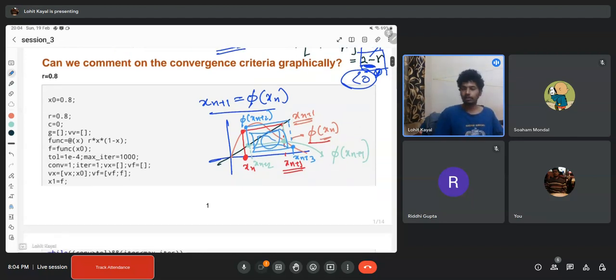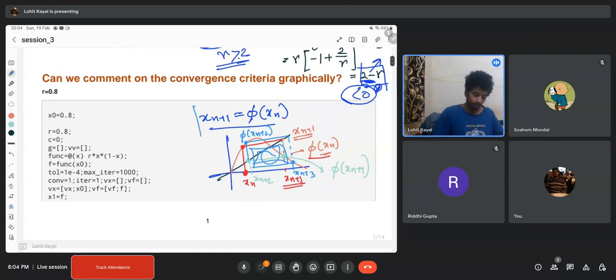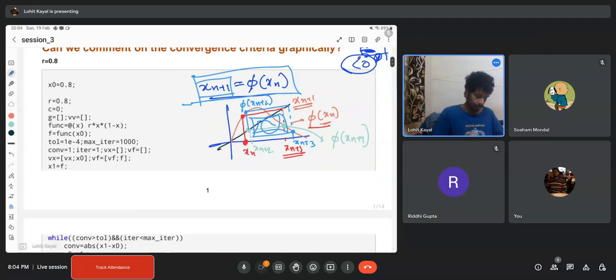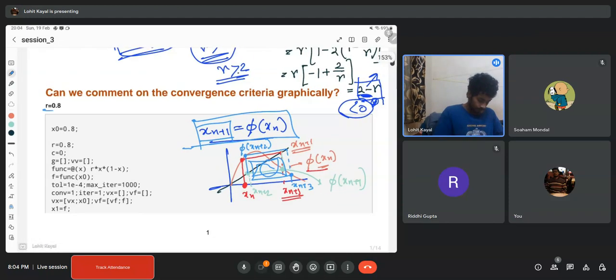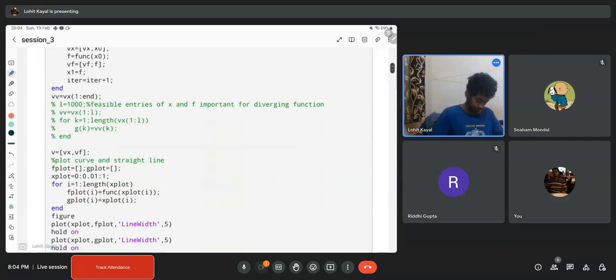So this is the basic idea of the code, and this is what this formula is telling me. I will start from an x n, it will go to phi of x n. Correspondingly, I will be able to find x n plus 1. Then I will be able to find phi of x n plus 1, which will give me x n plus 2, and so on. So I will check for this initial value r equal to 0.8.